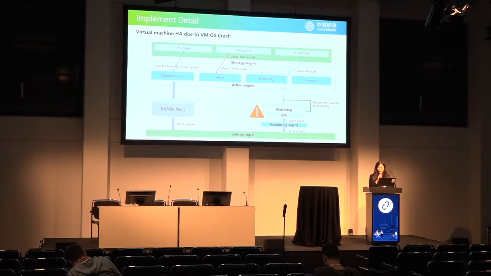by default. And the monitoring agent will catch the restart action, then make one sample and send it to the collection agent and write the samples to the database. And the strategy engine will check if there are any abnormal VM samples. If the strategy engine finds that the VM OS crashed, it will alarm. And then it will double check the VM's state in the end.